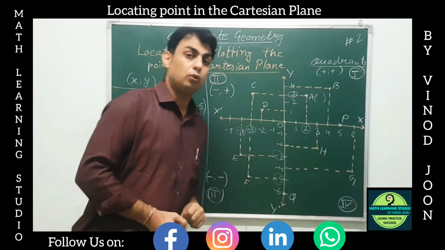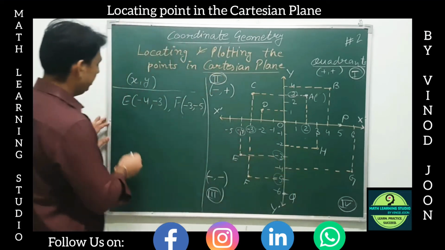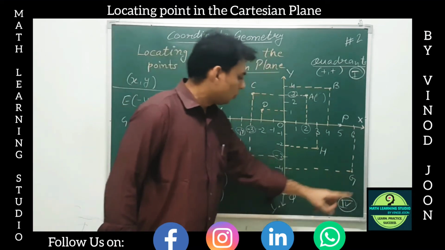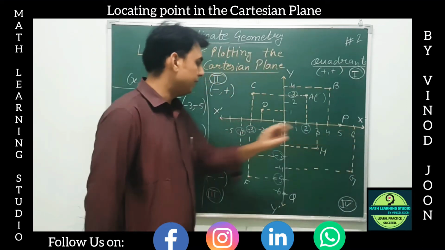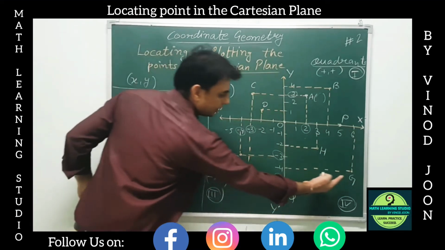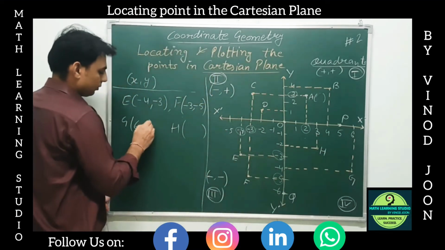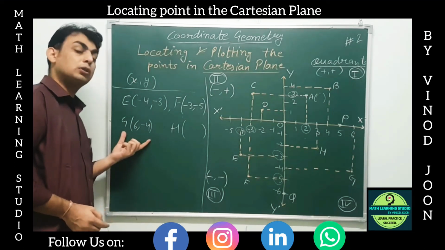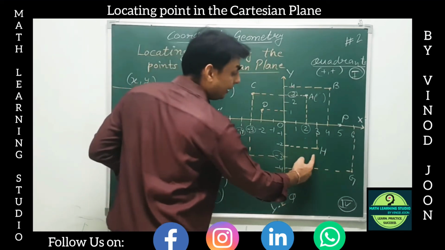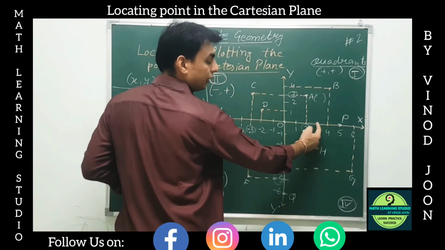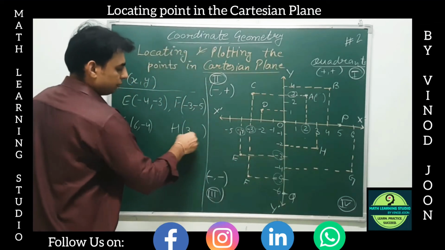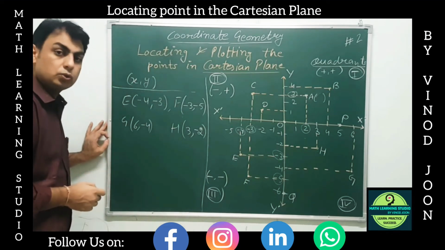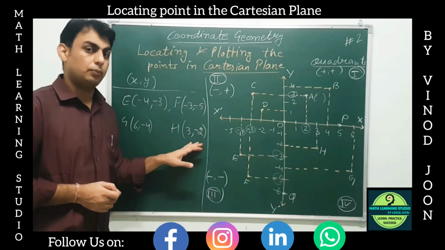Now let's quickly move to quadrant number 4 and find out the coordinates of point G and point H. Okay. So again for G we go to the x-axis. The value is 6, and then for y-axis it is -4. 6, -4 are the coordinates for G. For H, one line goes to value of x that is 3, and the second value comes to -2. 3, -2. So these are the coordinates for the point H.